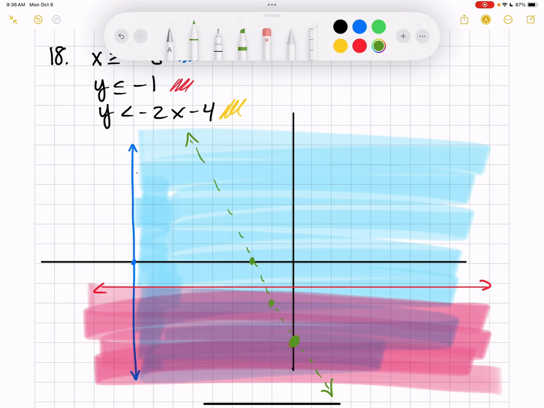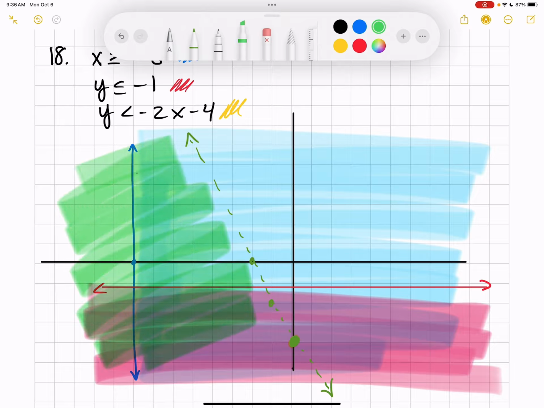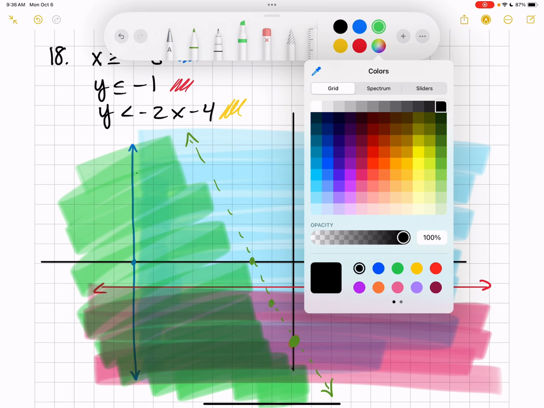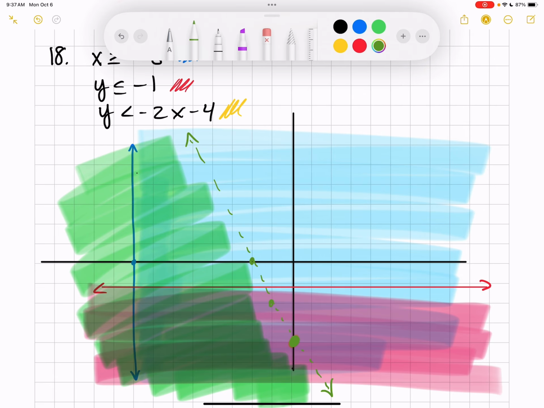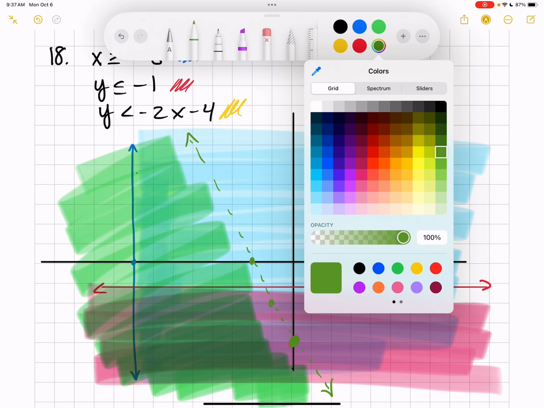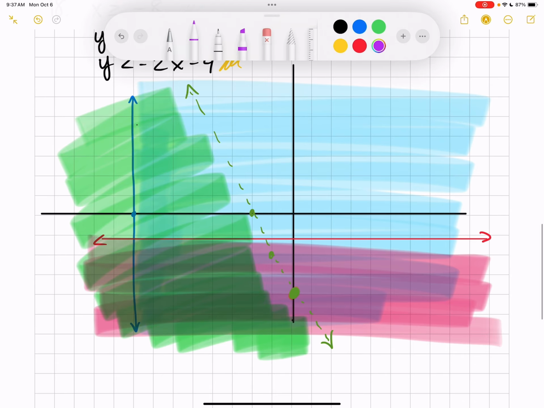All right, now where does this one shade? Also down here or up here? Down. Yep, down over here. So this one's getting shaded over here. So this area right here, where everything is colored in, I'm going to use purple to do this. So this area down in here is my solution.